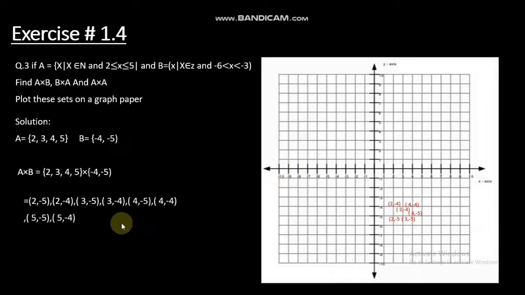Again (5, -5): 5 in the x-axis direction here and -5 here, so we write it at this coordinate. Now (5, -4), we write at this coordinate. So this is question number 3, drawn on graph paper. Next question.